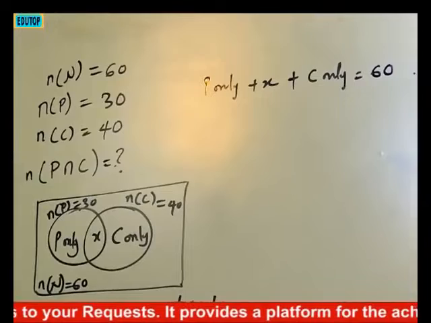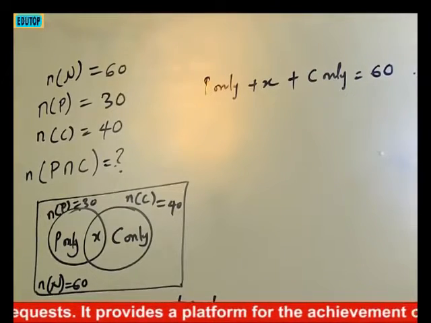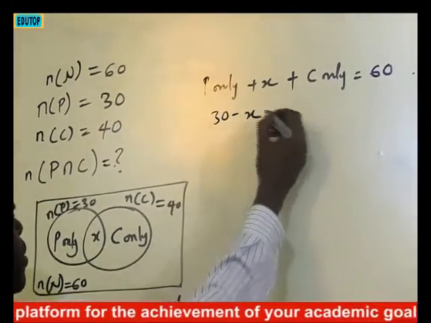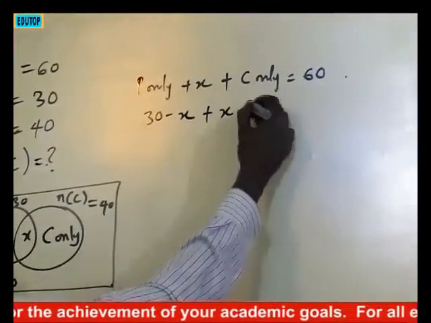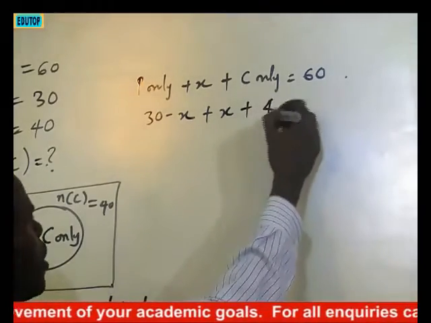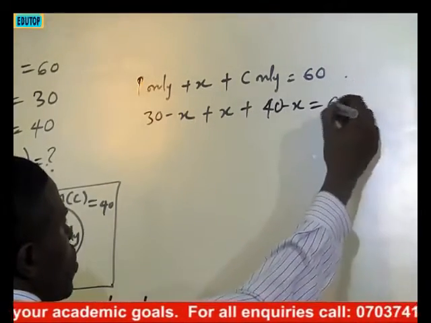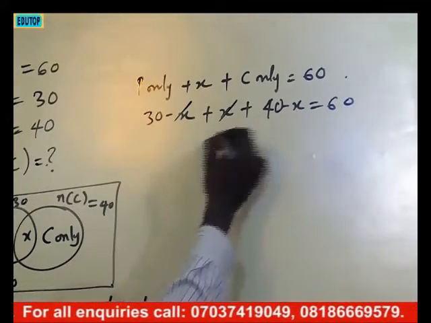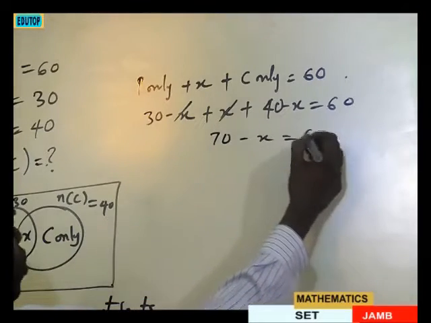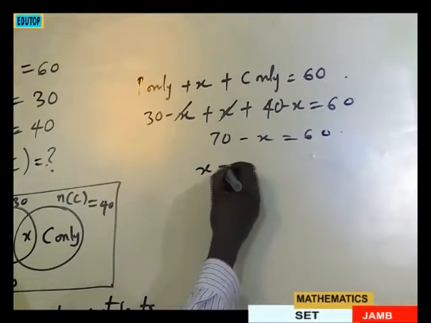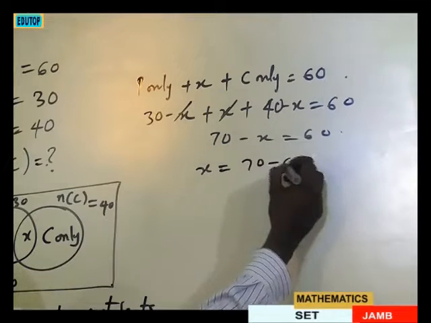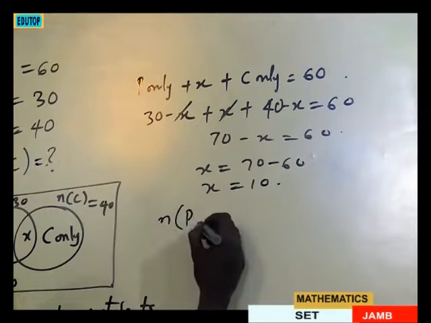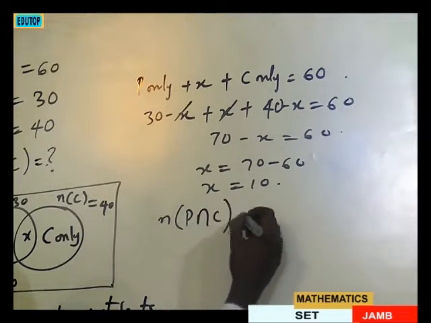60. That's the total number of students. Now, P only. What is our P only? 30 minus X, plus X, plus what is our chemistry only? 40 minus X equals 60. Minus X plus X, they cancel out. 30 plus 40, 70 minus X equals 60. Then our X will be equal to 70 minus 60. Then our X equals 10. That means the number that offer physics and chemistry equals 10.